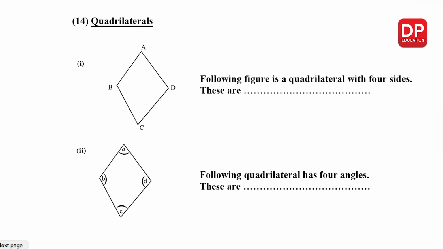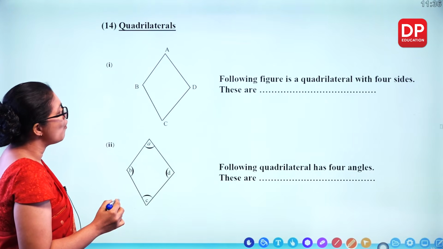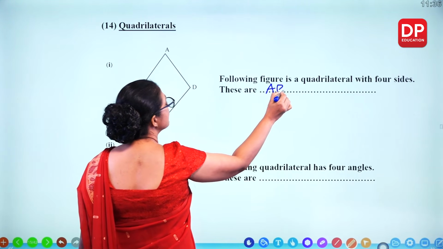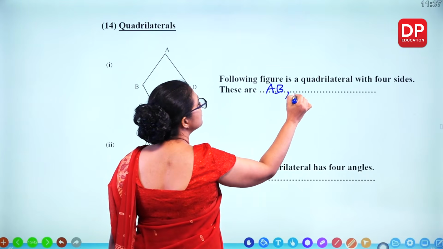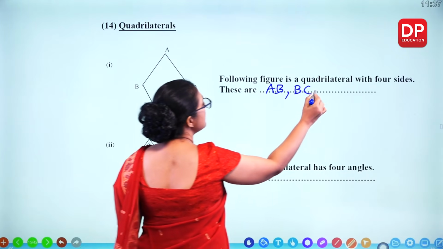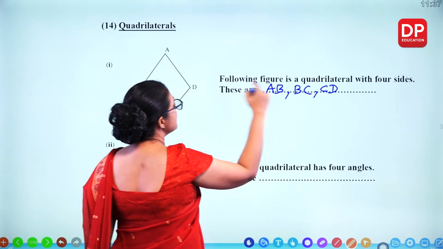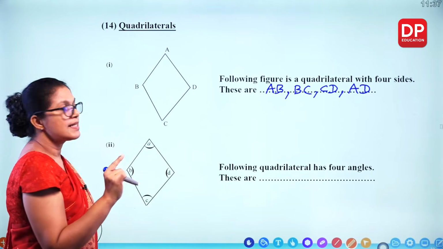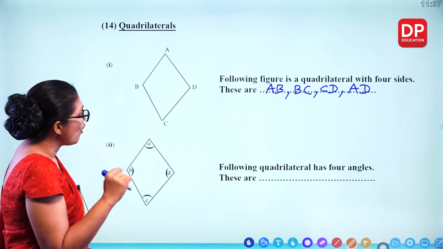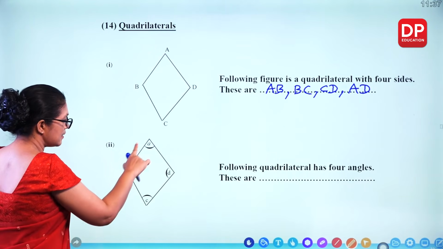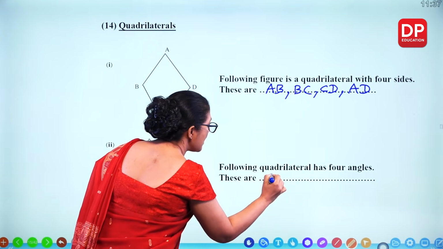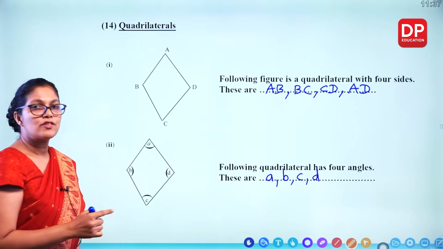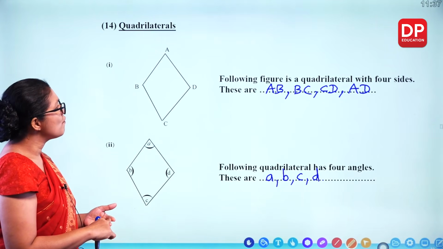This is a quadrilateral. The following figure is a quadrilateral with 4 sides. What are the sides? We can label them AB, BC, CD and AD. So 4 sides: AB, BC, CD and AD. The following quadrilateral has 4 angles. What are they? These are A, B, C, D. These are angles. So in a quadrilateral, 4 angles and 4 sides.